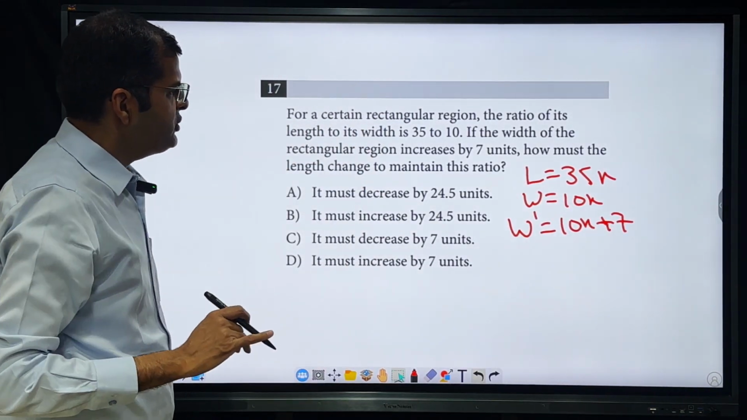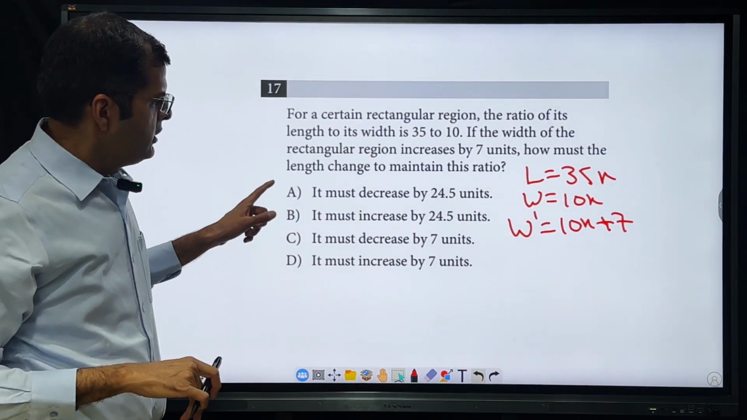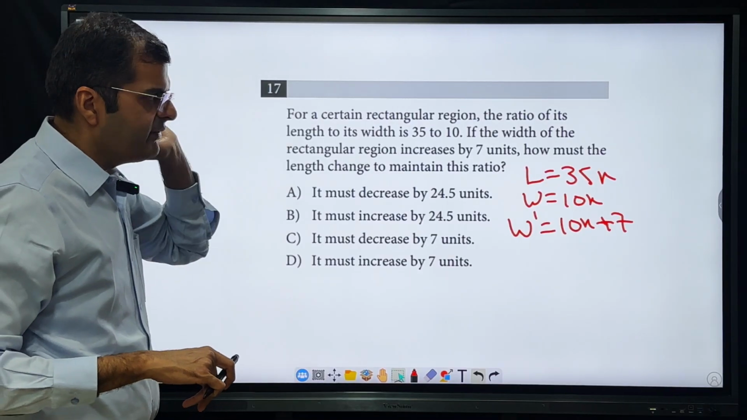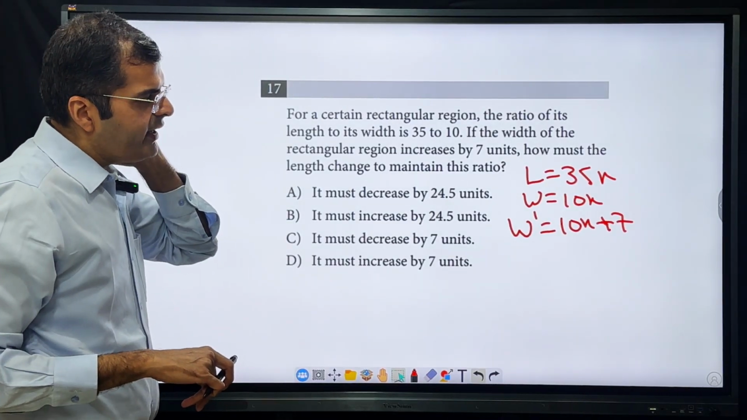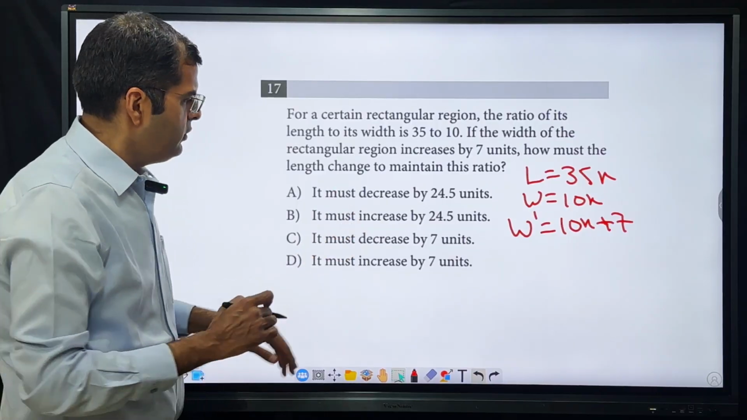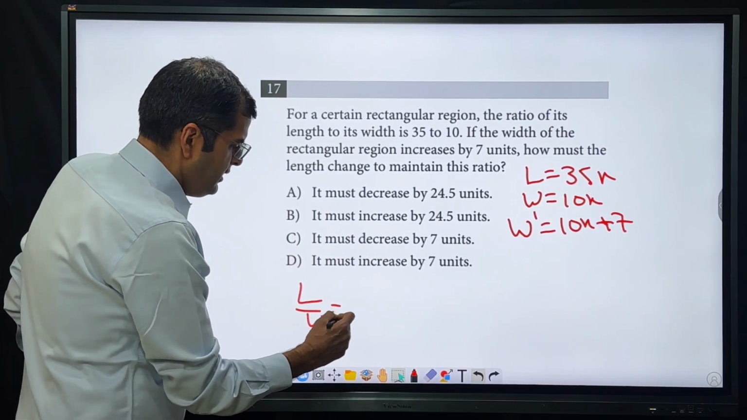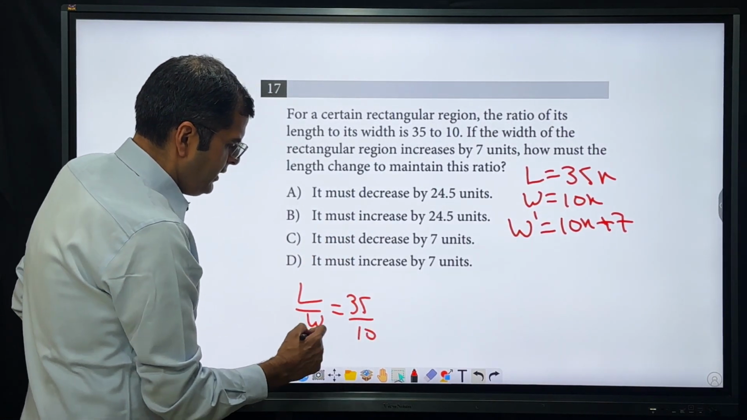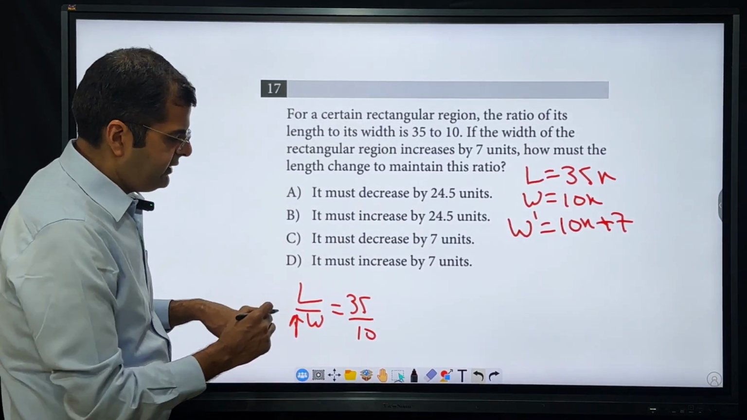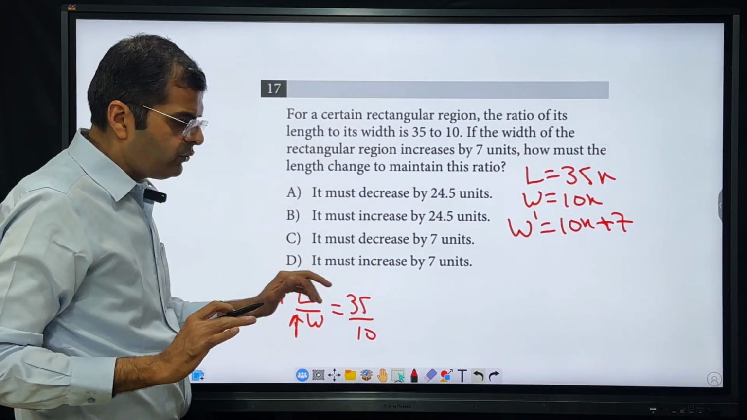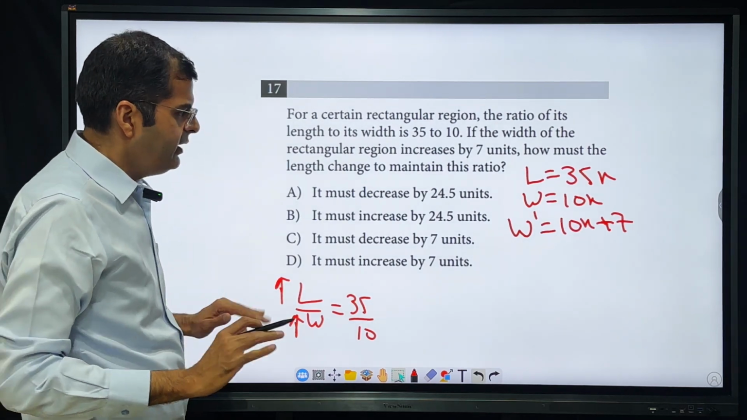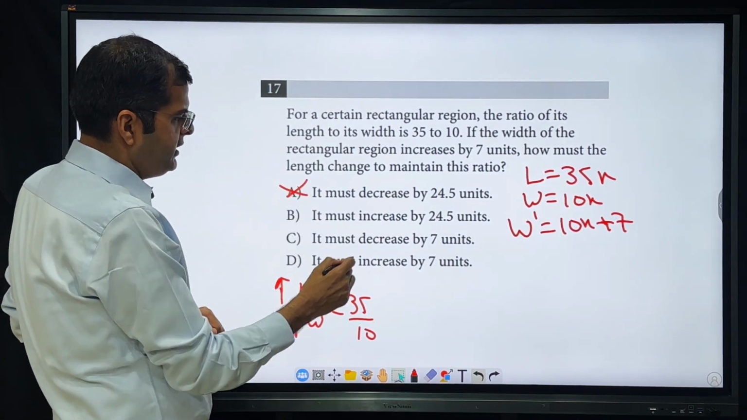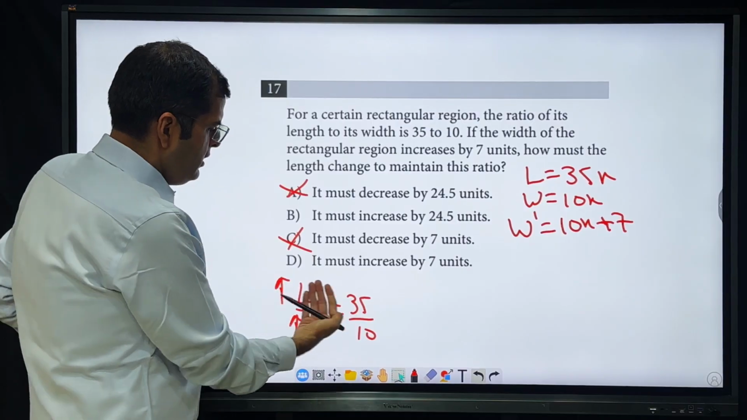How must the length change to maintain this ratio? So I see options of increase and decrease given here. Now if you look at it, to maintain the ratio, which is length upon width, it has to be 35 by 10. If I am increasing width, then I have to increase length for the ratio to be maintained. So decrease options are ruled out. Option A goes out, option C goes out.